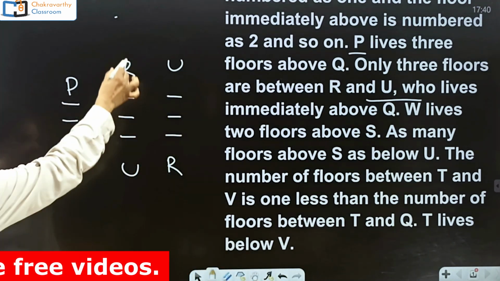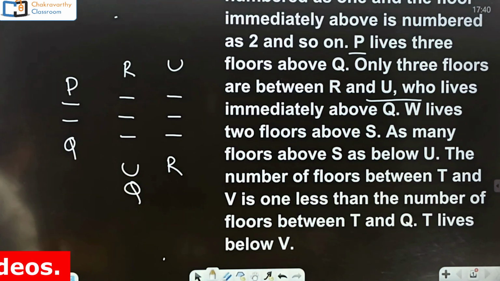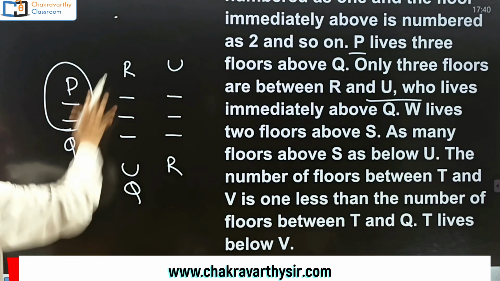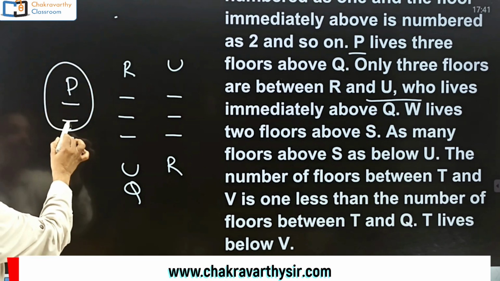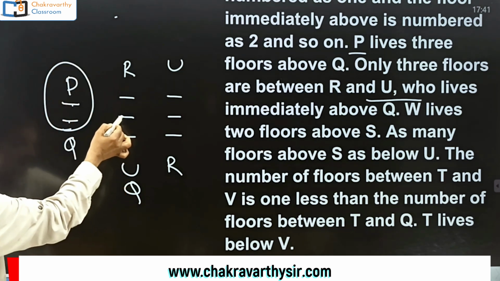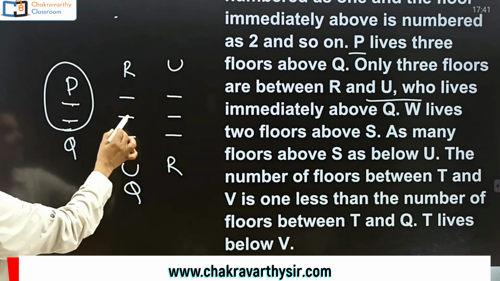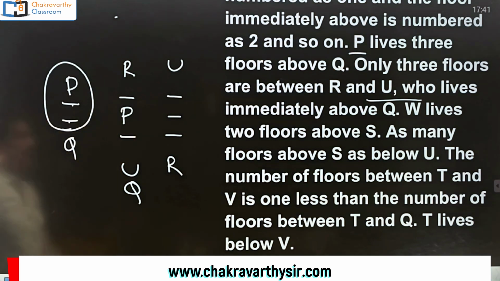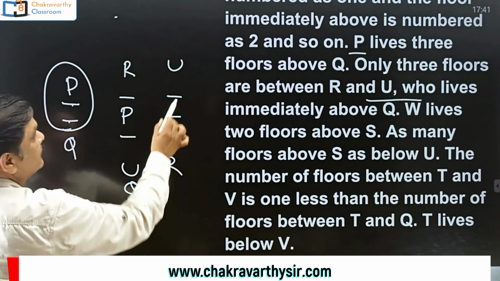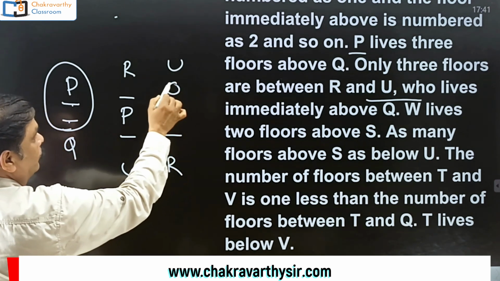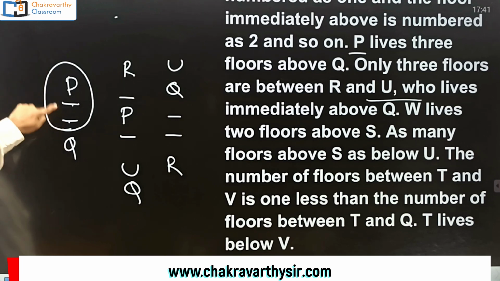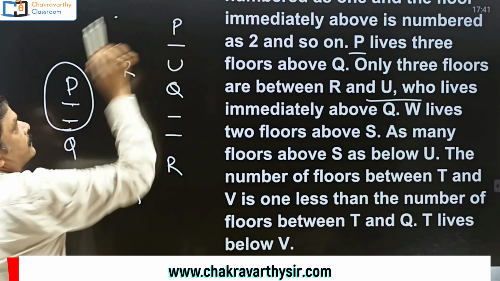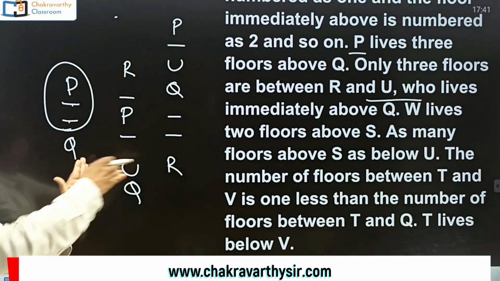U lives immediately above Q. That means as far as this condition is concerned, Q should be here. When I have arranged Q here, the remaining two must be carried forward. Above U, 1, 2 and this place must be given to P. That's it, this is P's place. Done. And this place must be given to Q. Done. And above Q, 1, 2, 3 floors should be there, and it must be given to P. That's it. This is the way, students, to start the question.